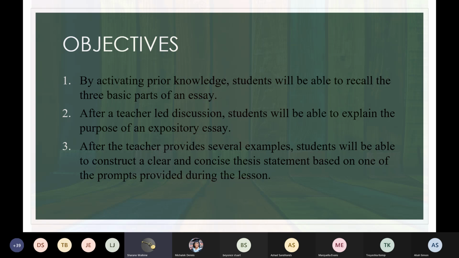Now, I want us to pay close attention to that third one, because last week that objective was not achieved. So what I'd like you to do is quickly identify in the chat the three parts of any essay. It doesn't have to be expository. What are the three basic parts of the average essay? Put that in the chat quickly, so we can move forward to bigger and better things.